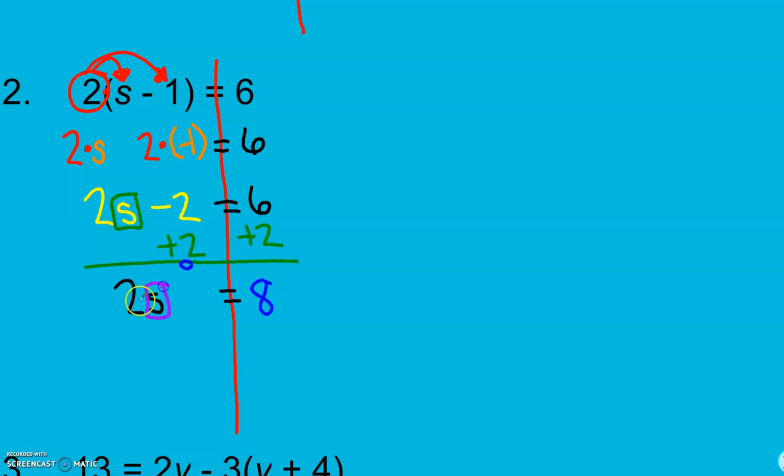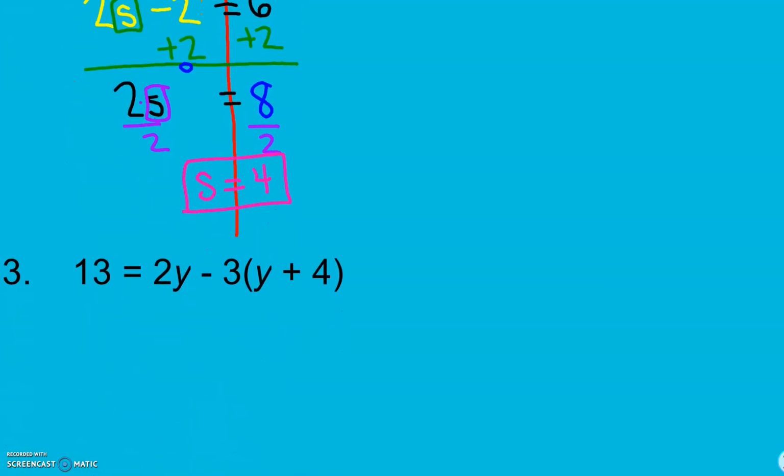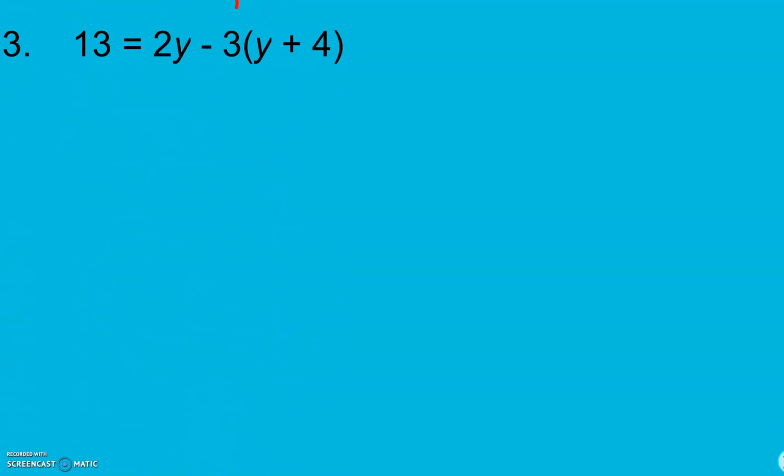Now my s is being multiplied by 2. I get rid of that by dividing. And here, I get s equals 4. 4 minus 1 is 3. 3 times 2 is 6. We are correct. On 13, feel free to pause here and give it a try.